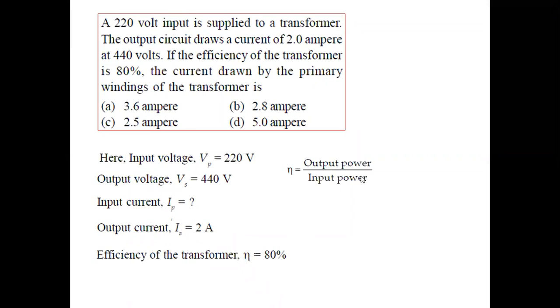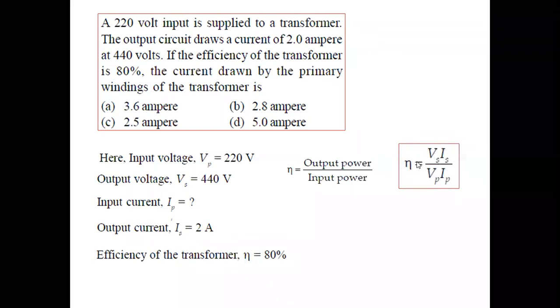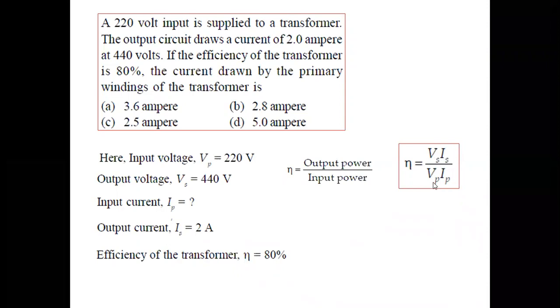Efficiency is given by output power upon input power. So with this relationship, go for the mathematics. Output power is given by secondary voltage into secondary current, divided by primary voltage into primary current. So it is power output divided by power input. Output power is nothing but secondary power. Input power is nothing but primary power. Voltage into current: secondary voltage, secondary current, primary voltage, primary current.